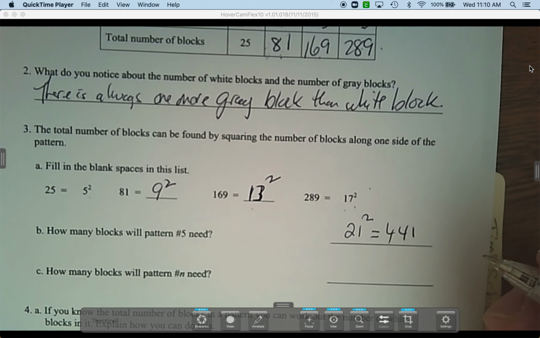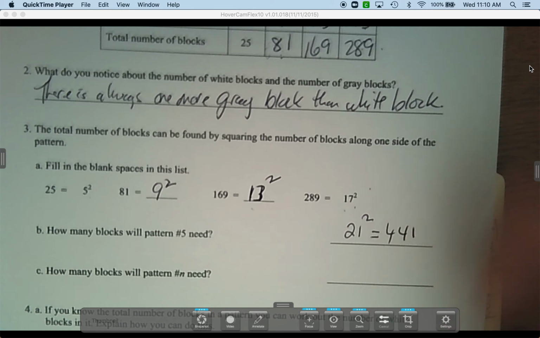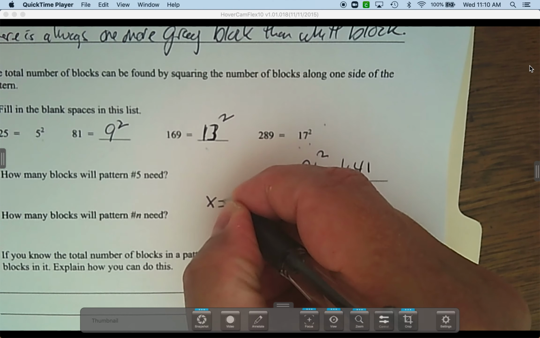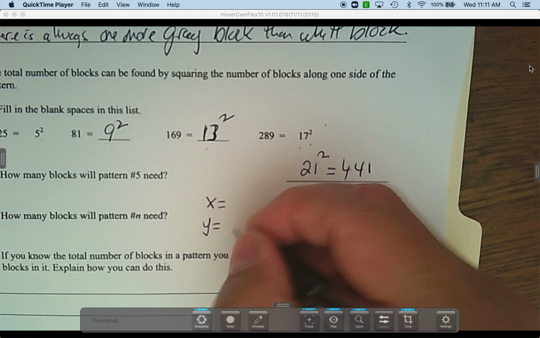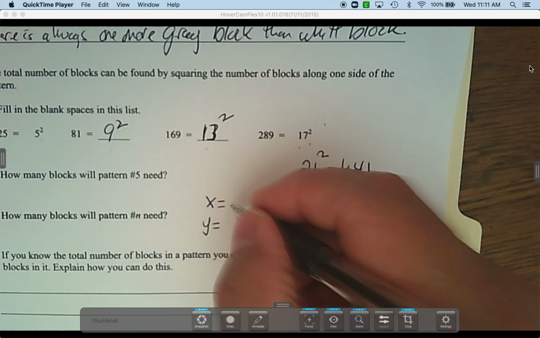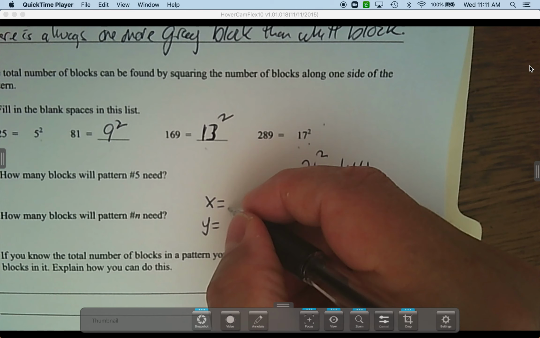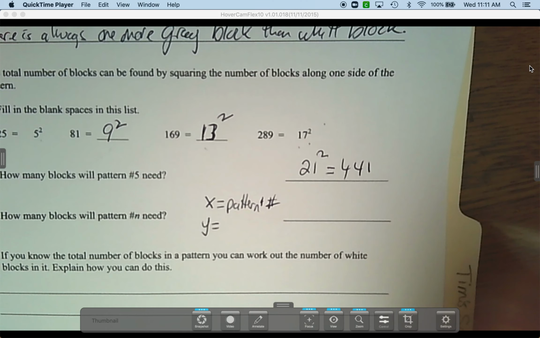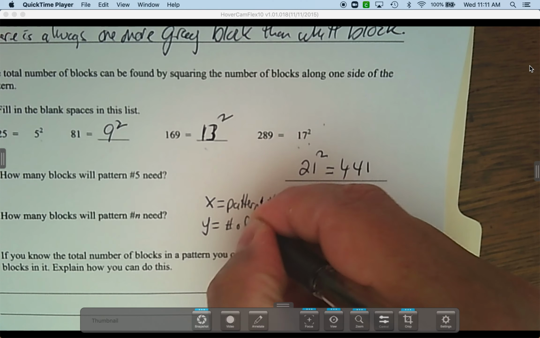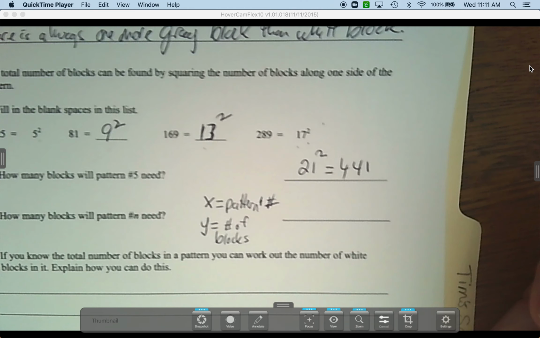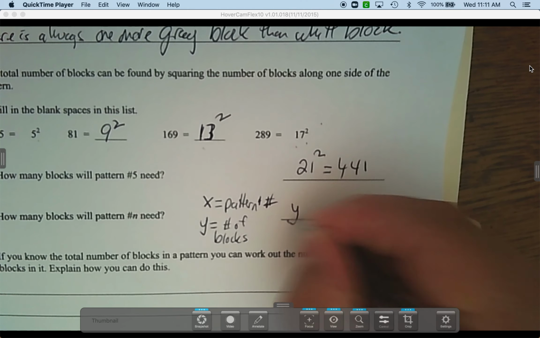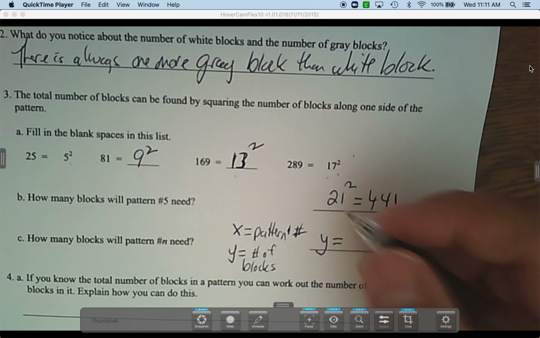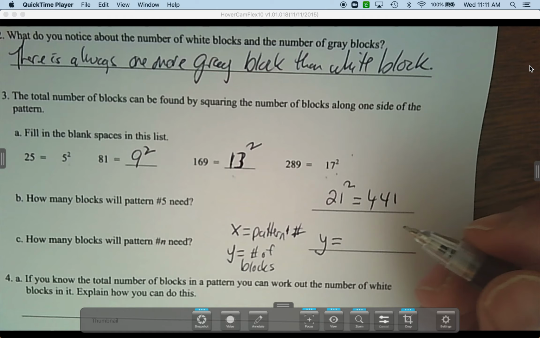So what equation could I use to help me out here? So I'm going to create an equation here, with x and y. So x is going to be the pattern number. And then y is the number of blocks for that pattern. So if I go y equals, if I know the pattern number, how would I then figure out what's happening? So a few different things here.